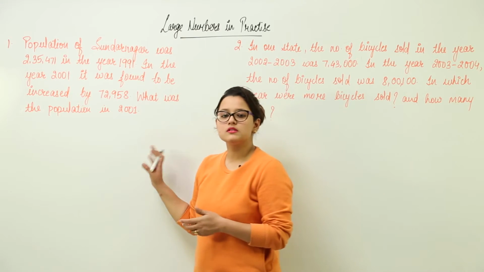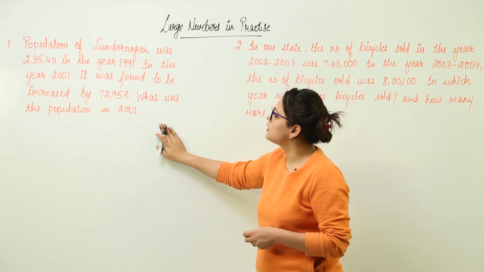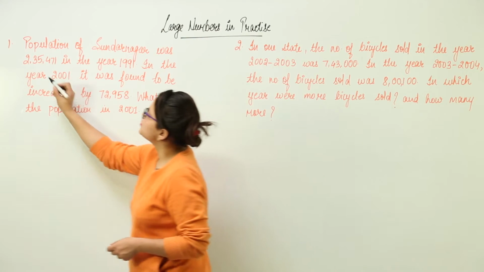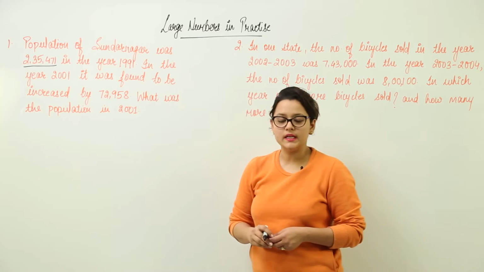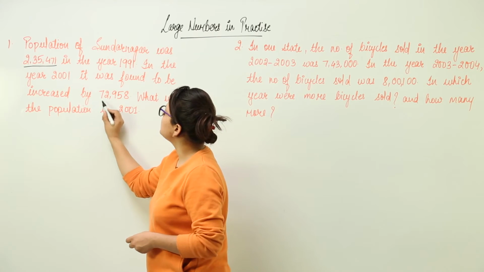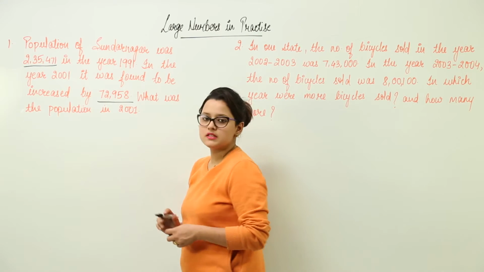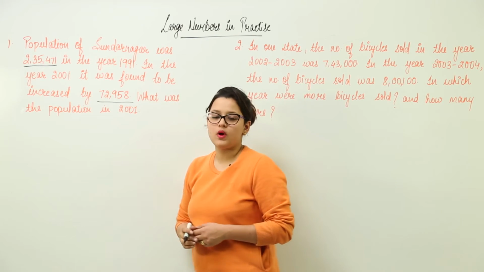Let's do some questions based on the large numbers. Here we have the population of Sundarnagar as 2,35,471 in the year 1991. In the year 2001, it was found to be increased by this. What was the population in 2001?